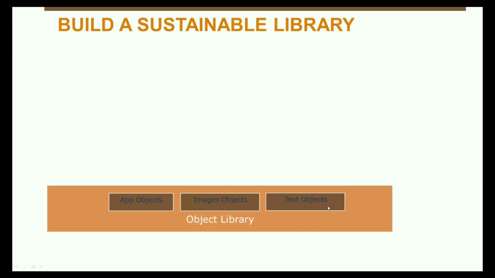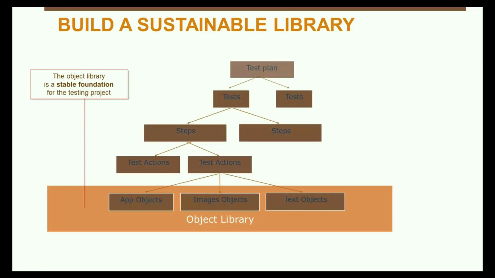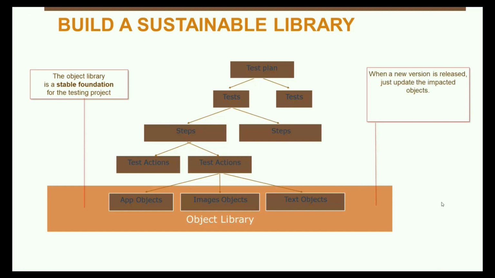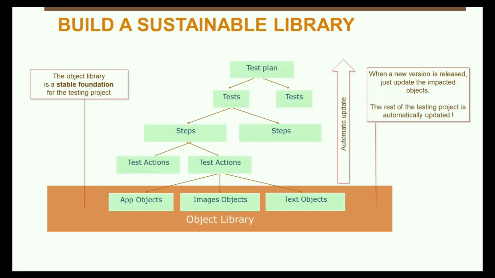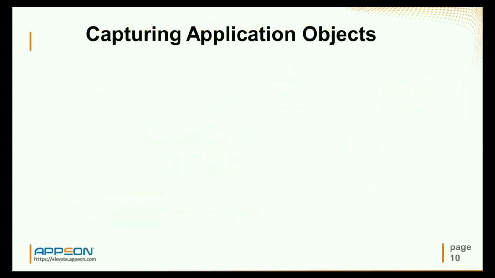Likewise, we have a technology that will see text that's painted on, say, a canvas that isn't a real object, so that you can recognize and manipulate text as objects as well. So this is our object library, and that library is a stable foundation upon which tests can be built. And so you see the rest of the testing project is built upon that object library. When a new version of your application is released, you might update the definitions of those objects, and then the rest of the testing project is automatically updated. So this is one way that we're reducing the amount of maintenance, the level of effort and the cost of maintaining your tests, again, so that your tests are going to be ready when you need them.